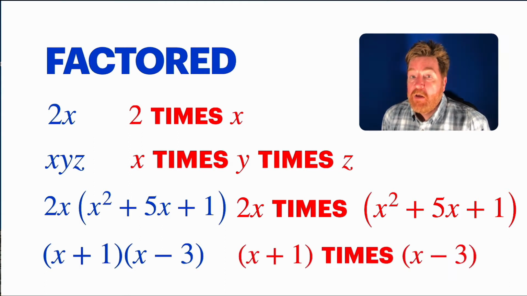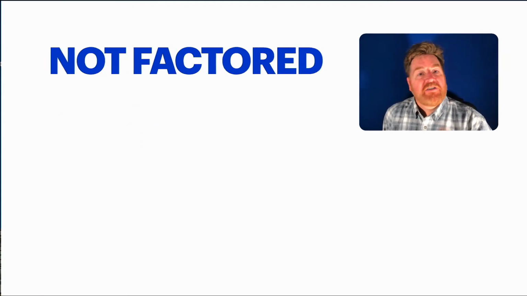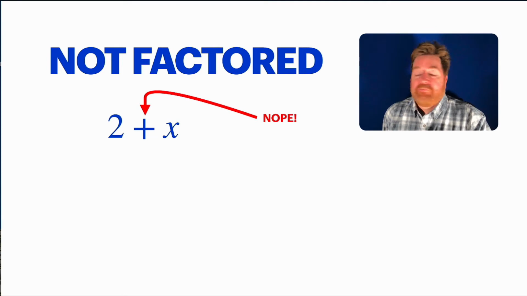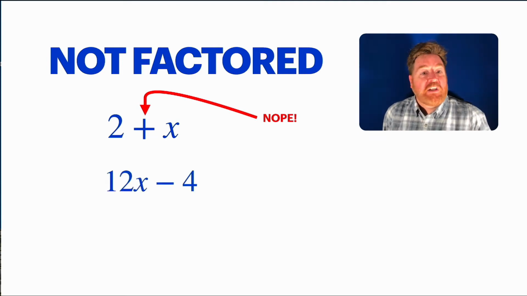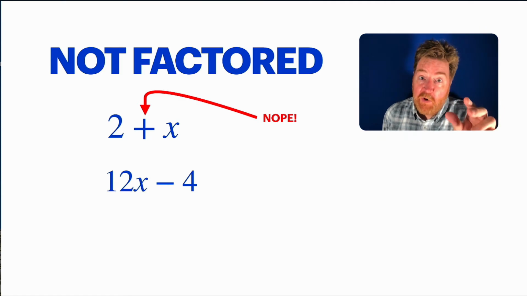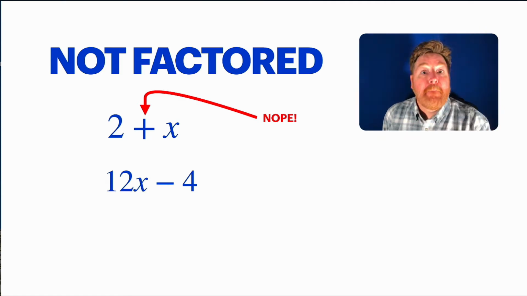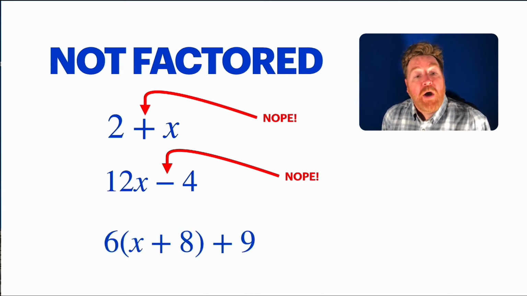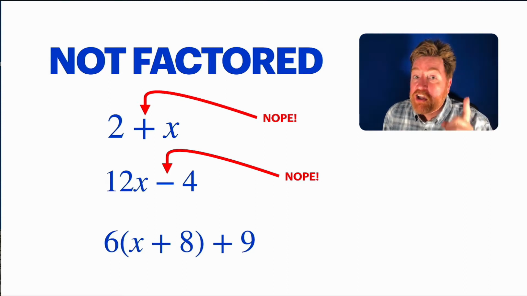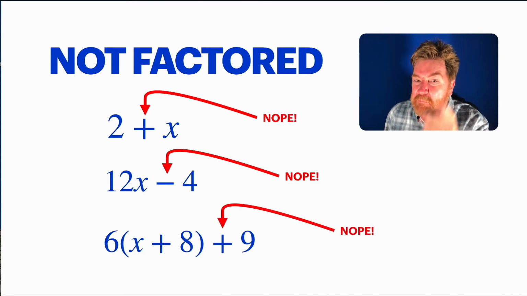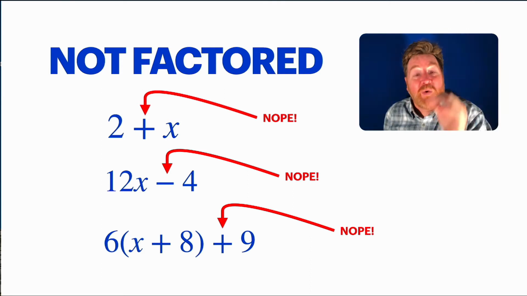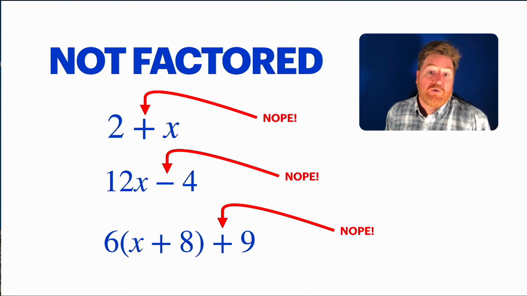That's factored. In contrast, these expressions are not factored. 2 plus x, that plus in between those two, not okay. That's a big nope. Just like 12x minus 4. Okay, we got some multiplication going on with the 12 and the x, but that minus 4, again, big nope. That is not factored. And likewise, 6 times the quantity x plus 8 plus 9 is not factored. Can you see the culprit? Yeah, it's that plus right there. The plus inside the x plus 8, that was good, but we can't have addition going on between those terms.